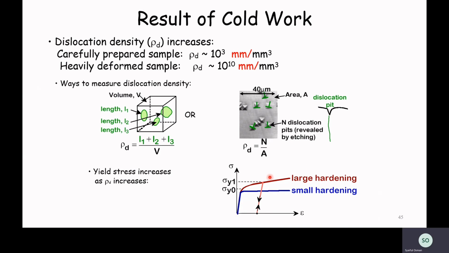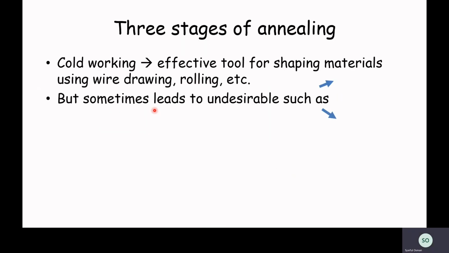And from the figure here, we can see that cold working generally results in higher yield strength as a result of an increased dislocation density and the Hall-Petch effect of the subgrains, and a decrease in ductility. And now we will talk about the 3 stages of annealing. We know that cold working is an effective tool for shaping materials using wire drawing, rolling, and many more. But sometimes this can lead to undesirable effects, such as loss of ductility and development of residual stress.